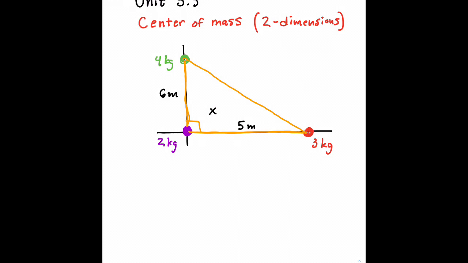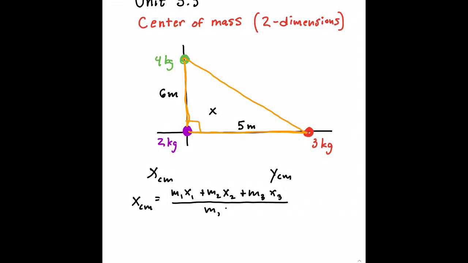What we'll do is treat the center of mass on the x-axis as being independent of the center of mass on the y-axis. So let's work it out. The center of mass along the x-axis should be equal to the mass of object 1 times its position on the x-axis plus the mass of object 2 times its position on the x-axis plus the mass of object number 3 times its position on the x-axis, divided by the total mass of the whole system, m1 plus m2 plus m3.